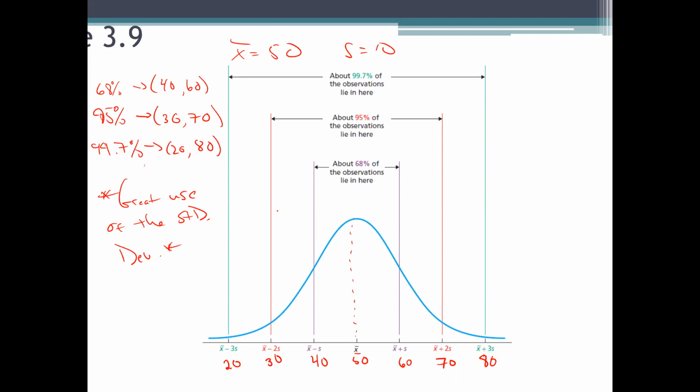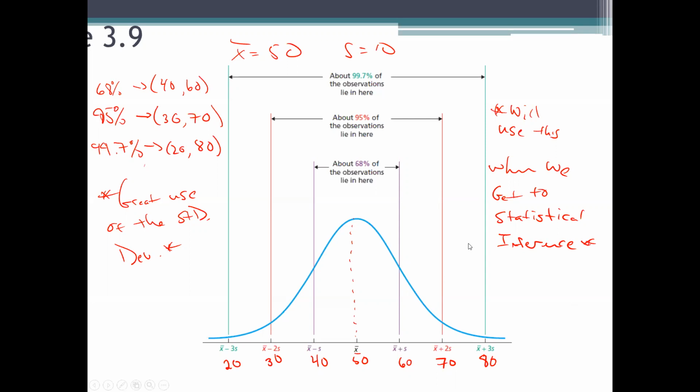We'll actually use this property a lot when we get to statistical inference. Okay. And it'll be how we determine if things are statistically significant or not. So we'll get a chance to practice this a little bit more in the coming weeks, okay?